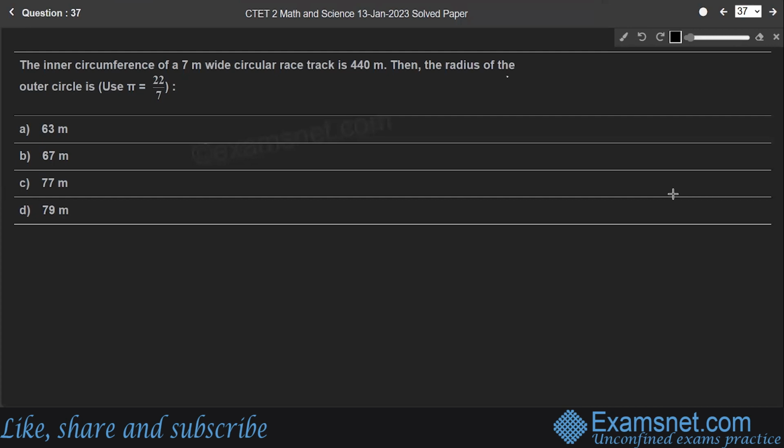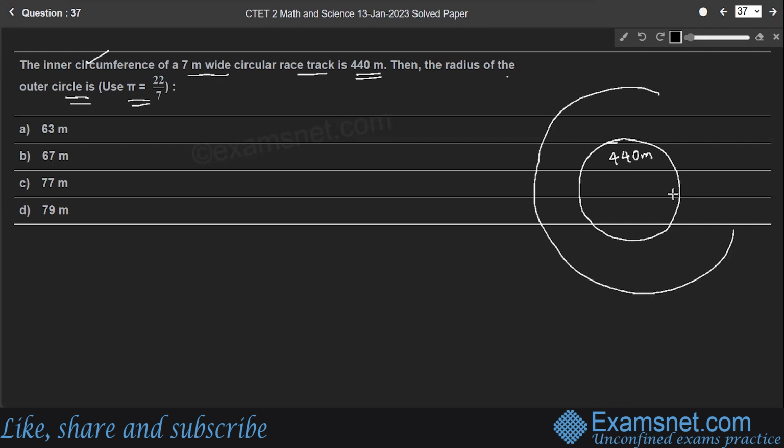Question 37. The inner circumference of a 7-meter wide circular racetrack is 440 meter. Then the radius of the outer circle is, use pi as 22 by 7. So students will consider the inner circumference of the racetrack, right? So it measures 440 meters, right? And we'll consider outer circumference also, right? So here, width of the racetrack is 7 meters, 7 meter width.